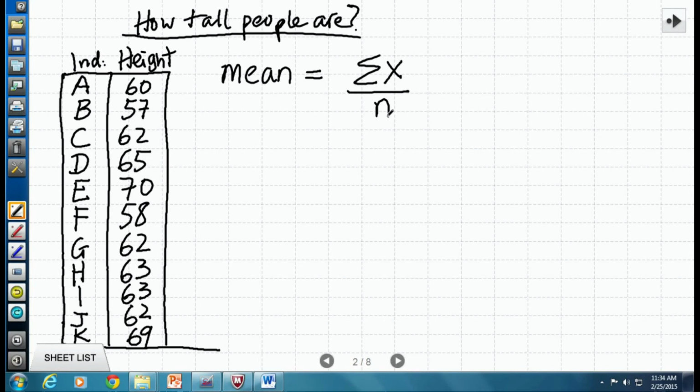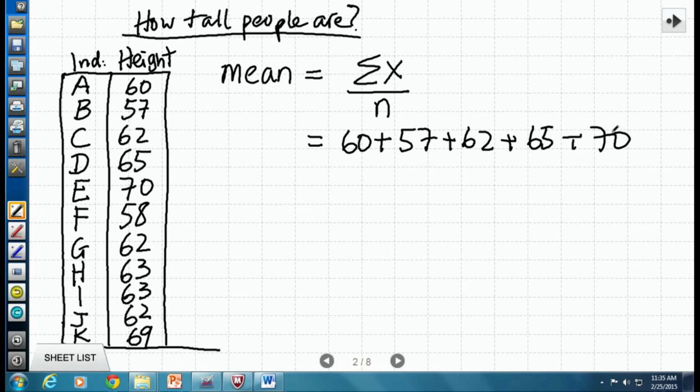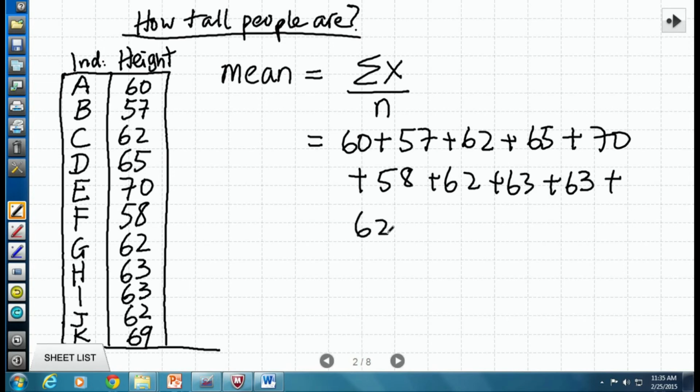So for this distribution, what is the mean that we have here? You can find it to be 60 plus 57 plus 62 plus 65 plus 70 plus 58 plus 62 plus 63 plus 63 plus 62 and finally plus 69. Alright?